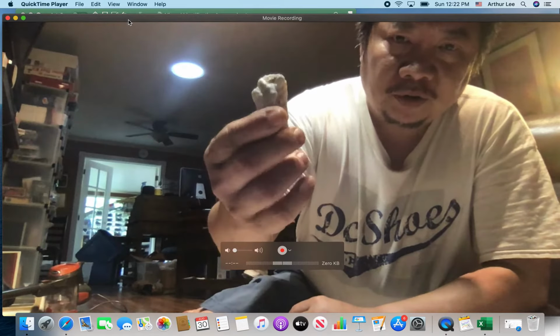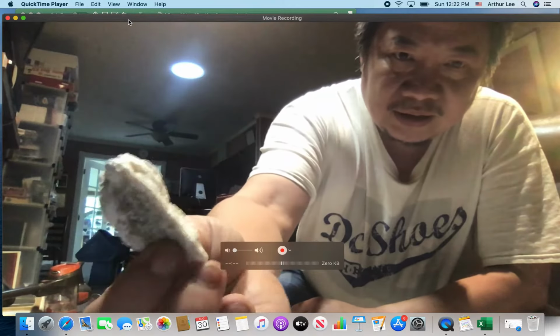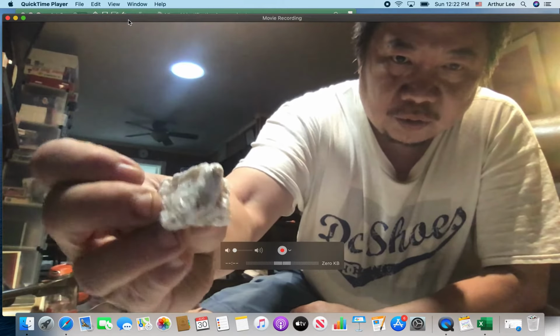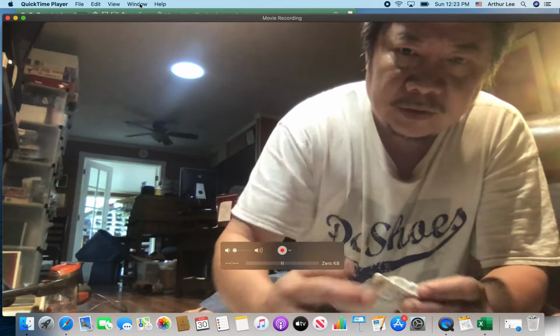Mineral number 4. Take a good close look at it. Kind of looks pearly in a way. It's very soft. It's very, very soft.